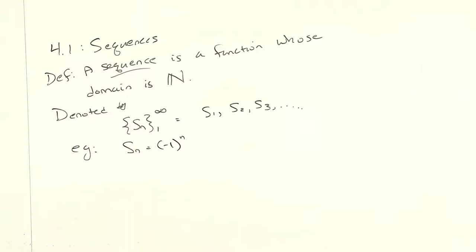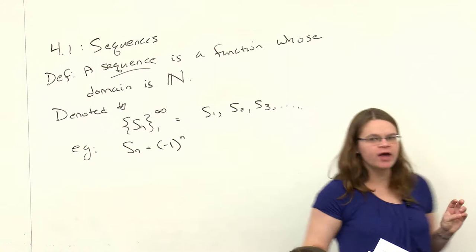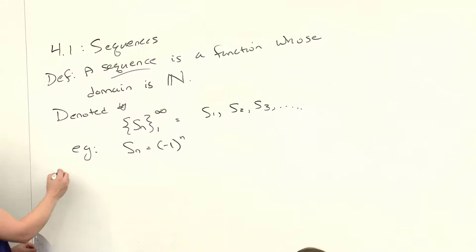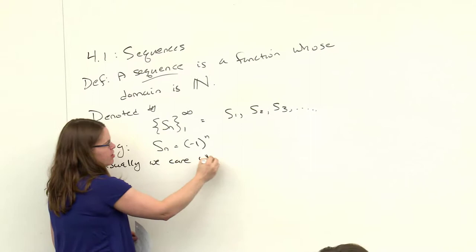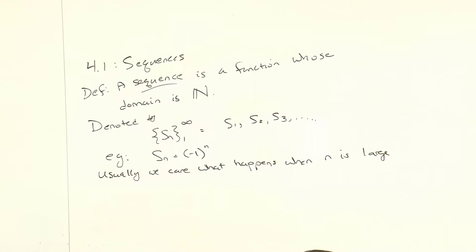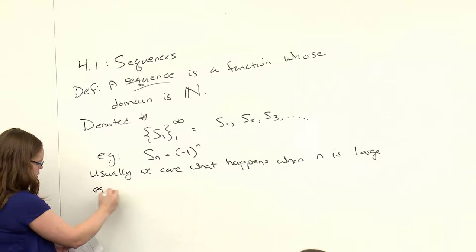Okay, and typically what we really care about with sequences is what happens when n gets large. So a lot of the time, you don't really care so much what happens when n is 1 or 2 or 3, but what happens as n goes to infinity, does the sequence do anything interesting? So usually we care what happens when n is large. And a typical example where you might see a sequence like this, and where, again, you don't really care what S1 is or what S2 is, but you care what happens when n is large, is maybe you have a sequence that was generated by using Newton's method to try to solve an equation.